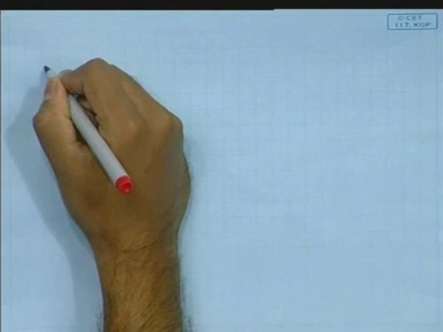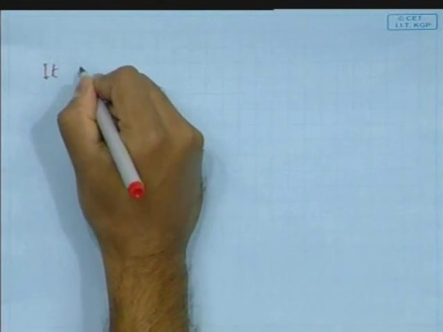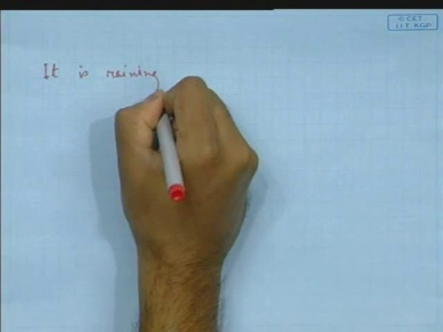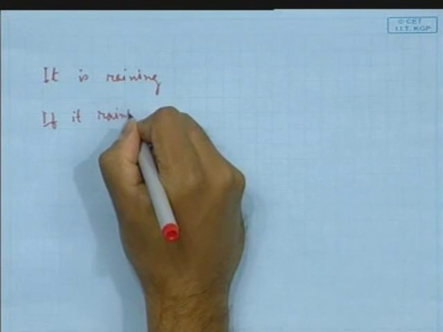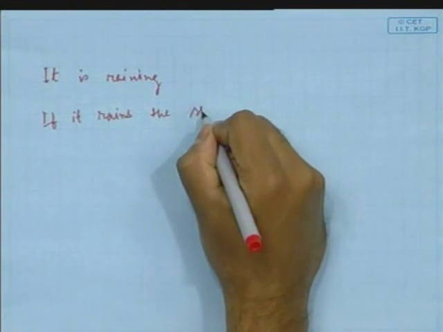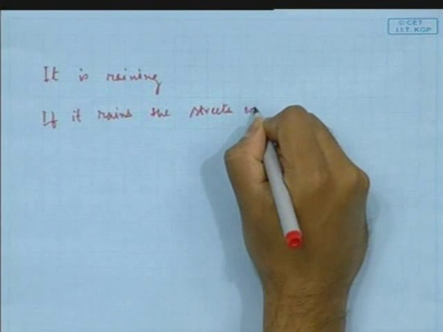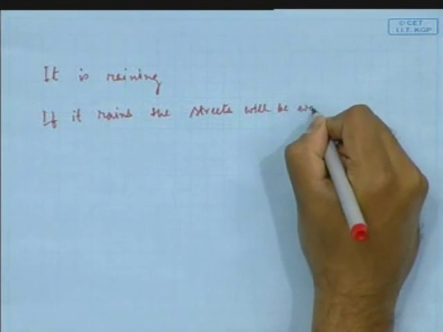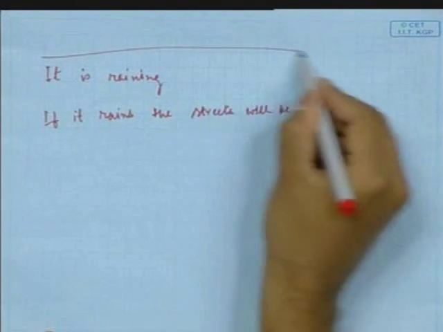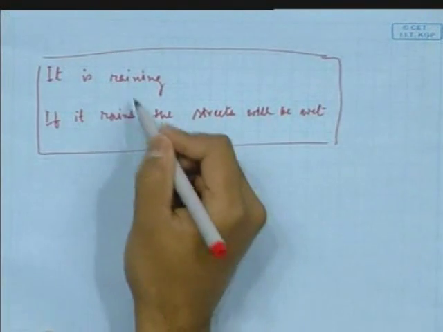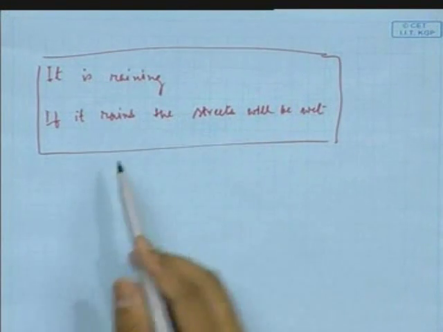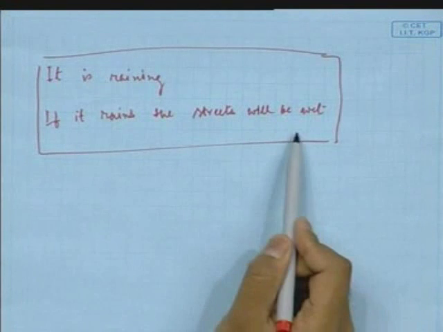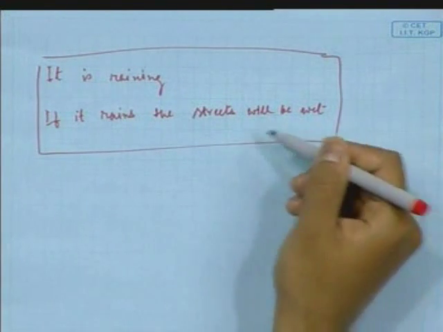Let's take a very simple example. It is raining. If it rains, the streets will be wet. Now common sense says that from these two facts we can deduce that the streets will be wet. Since it is raining and the second thing says if it rains the streets will be wet, we deduce that the streets will be wet.